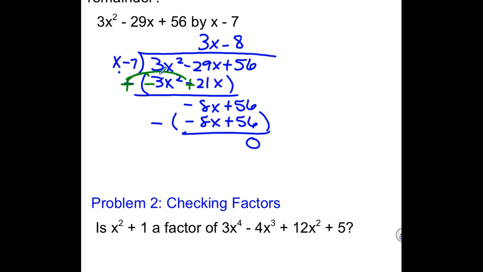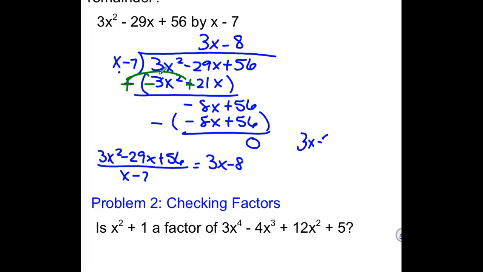That means that 3x squared minus 29x plus 56, divided by x minus 7 gave us exactly 3x minus 8. It also means that 3x minus 8 times x minus 7 should get us back to 3x squared minus 29x plus 56. So we can use this to kind of factor our expressions. Okay.